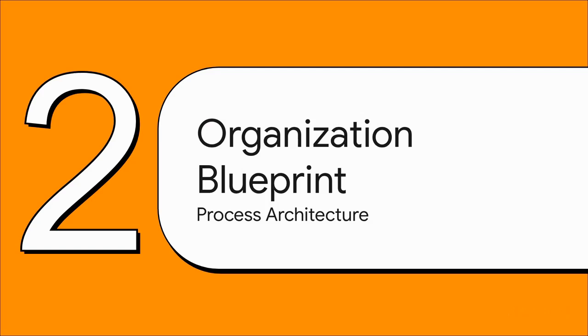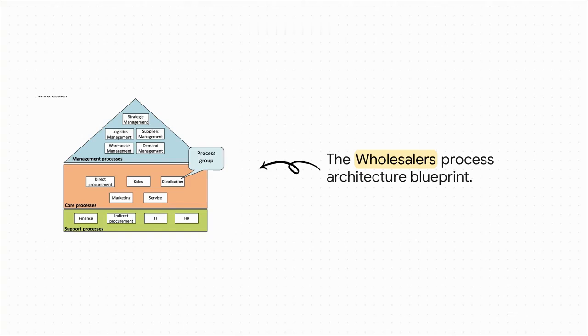Section 2. Blueprint of an organization. Think of the architecture of a business exactly like a house blueprint. If we look at a typical wholesaler, right at the very top, acting as the roof, you've got strategic management. So things like logistics, suppliers, warehouse, and demand management. Then in the middle, the actual living space of the house, you have your core processes: direct procurement, sales, distribution, marketing, and service. And finally, acting as the foundational floorboards holding the whole thing up, you have your support processes, which includes finance, IT, and HR.